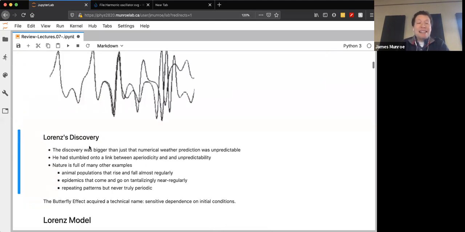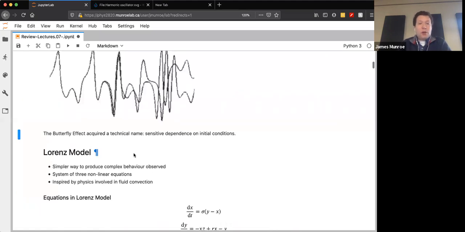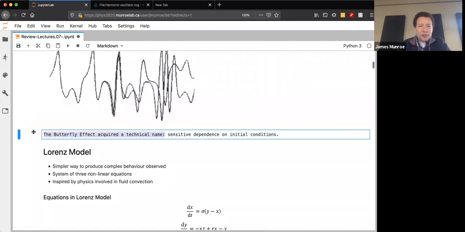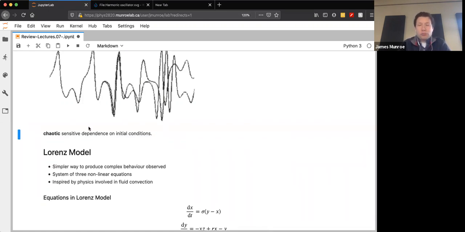So with that idea, sensitive dependence on initial conditions, I'm going to actually change this, and give that the name of chaotic as an operational definition.